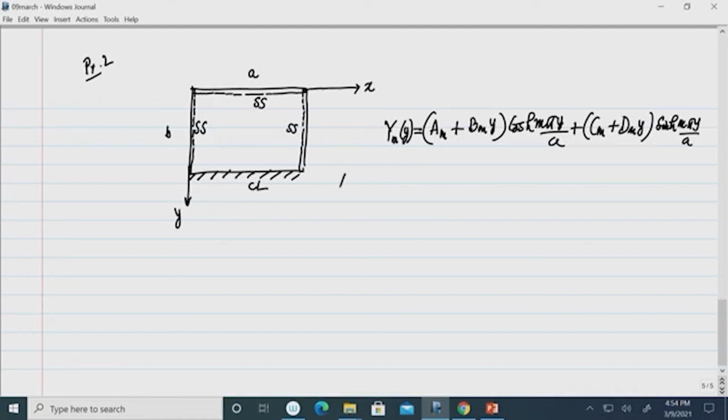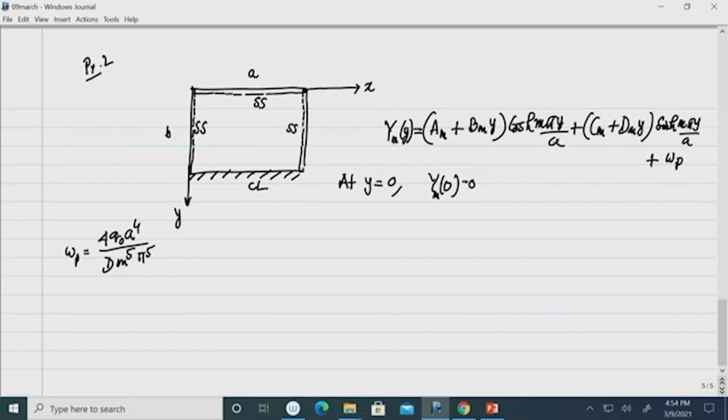So, at y equal to 0, deflection is 0. Of course, your particular integral will come. The particular integral value will be the same for uniformly distributed load, that we have found out earlier, and I am writing it here for uniformly distributed load: it is 4 q naught a to the power 4 divided by d m to the power 5 pi to the power 5. So, this particular integral has to be written here. So, at y equal to 0, Y m at 0 is 0.